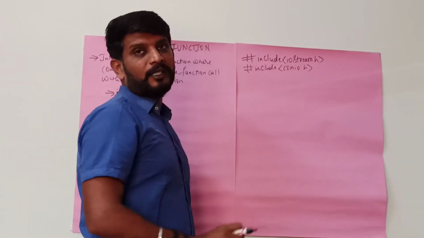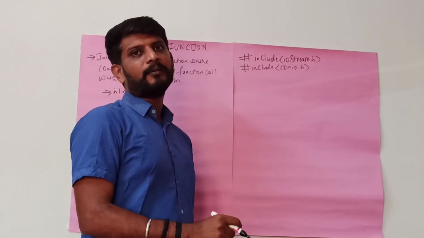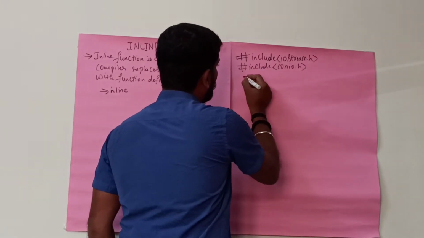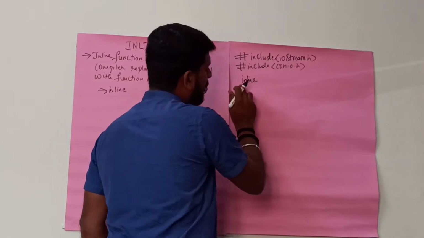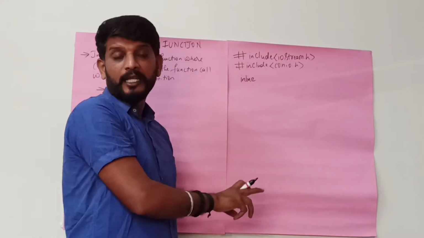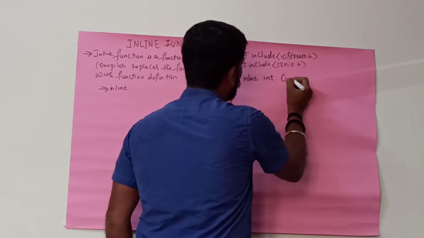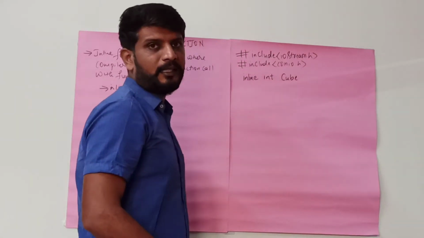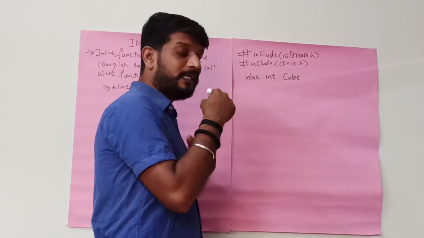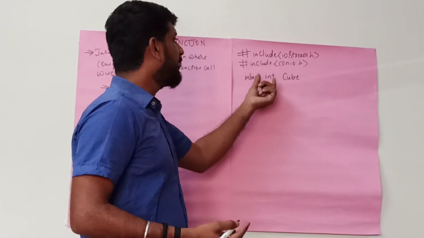Next, I am writing a program to compute the cube of a number. Whenever I give a number, it will compute the cube of that number. For that, I am making use of the inline function. As I told you, whenever you are writing an inline function, you always have to make use of a keyword called inline. Inline int cube. Int is the return type, that is, when this function is executed, it will return a value of the kind integer.